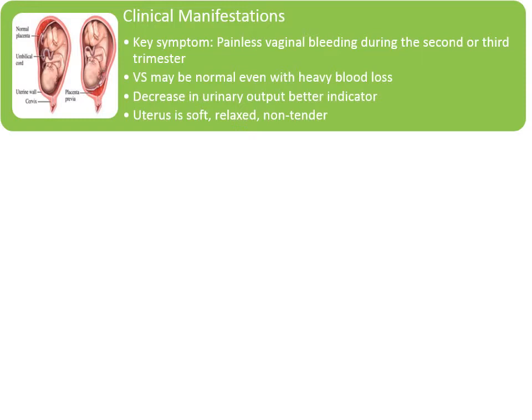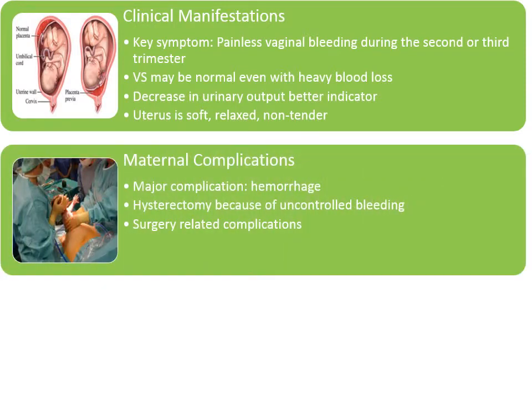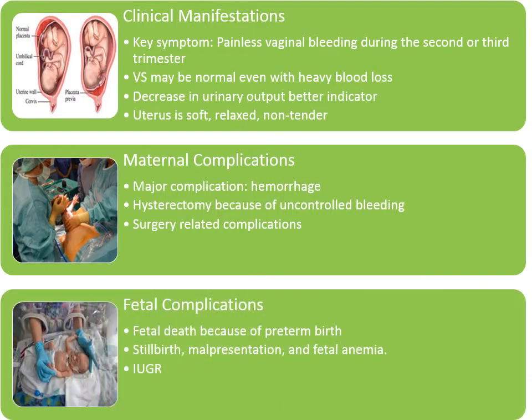Vital signs may be normal despite heavy blood loss. A decrease in urinary output is a better indicator than vital signs of blood loss. The uterus is usually soft, relaxed, and non-tender. The major complication for the mother is hemorrhage. She may require hysterectomy because of the uncontrolled vaginal bleeding. Other potential complications include those associated with a cesarean section. Fetal complications include fetal death due to preterm birth, stillbirth, malpresentation, and fetal anemia. Also, intrauterine growth restriction.